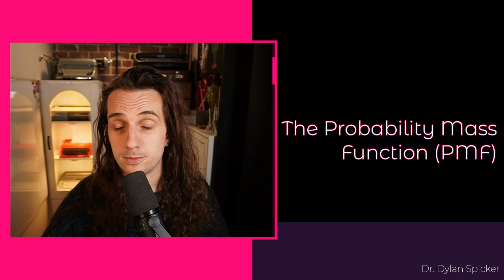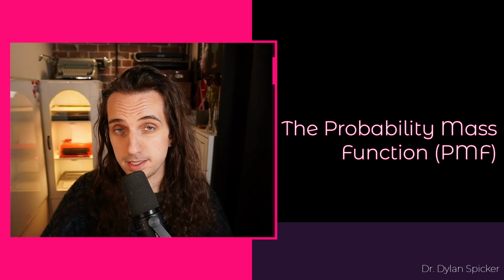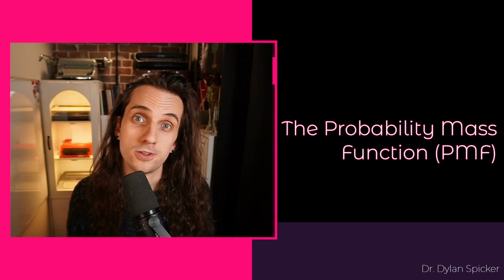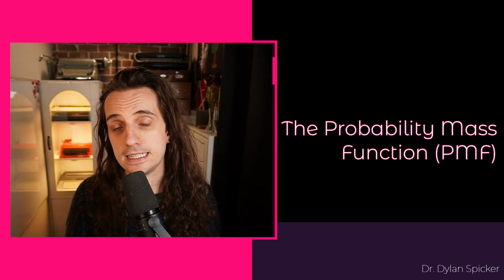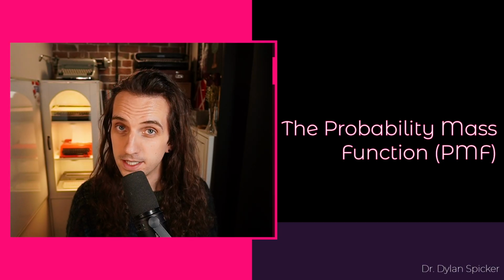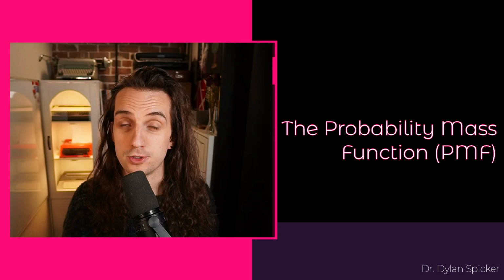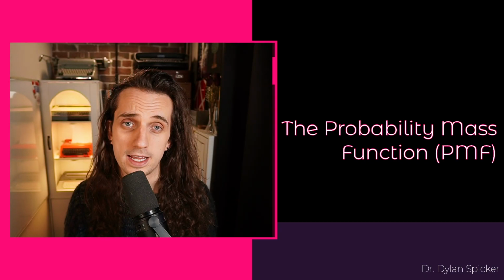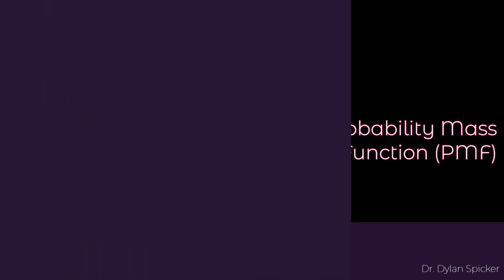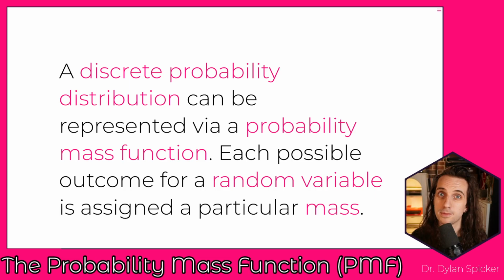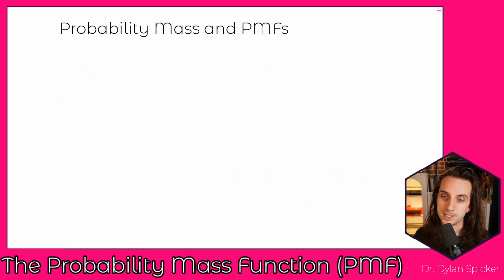Conceptually, a discrete random variable has its probabilities dictated by a probability distribution. The probability distribution is the concept of how much probability each outcome of the random variable actually gets. Now, if we want to represent a probability distribution mathematically, we turn to what's known as a probability mass function. So a discrete probability distribution can be represented via a probability mass function. Every possible outcome for the random variable is assigned a particular probability mass. And so the distribution is characterized mathematically through this function, which we call a probability mass function.